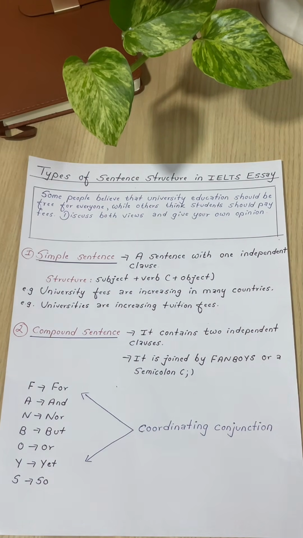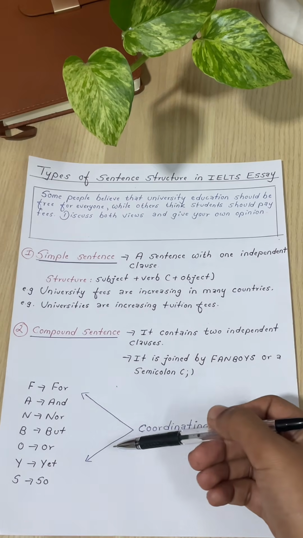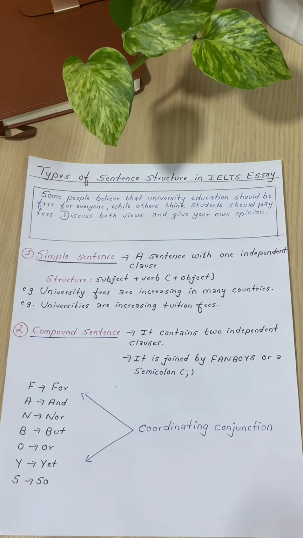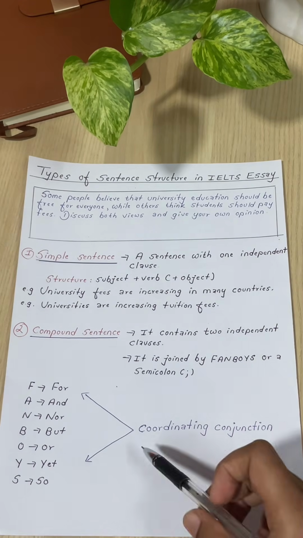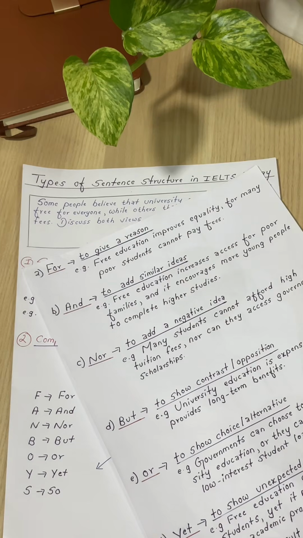The second type of sentence structure is compound sentence. It contains two independent clauses and it is joined by fanboys or a semicolon. So what are fanboys? These are for, and, nor, but, or, yet, and so. These are also called coordinating conjunction. Now I will show you when and how to use these conjunctions.